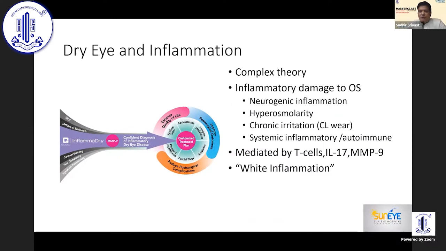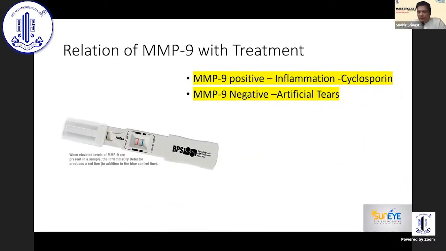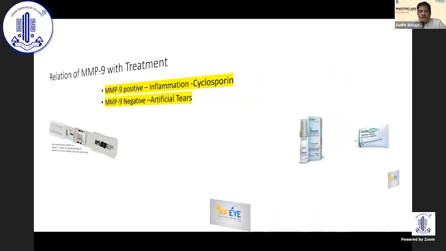Regarding inflammation, I'm not going into detail. It's a complex theory, but a word about white inflammation, because some patients may come without any redness and without any signs, but they may have a lot of symptoms. So we have to be very cautious in those patients also. If you suspect MMP9 excess, then do MMP9 analysis, because it indicates inflammation. If the patient has inflammation, then right from the start you can start cyclosporin or a steroid eye drop along with the artificial eye drops. And if MMP9 is negative, it means only artificial tears will work.